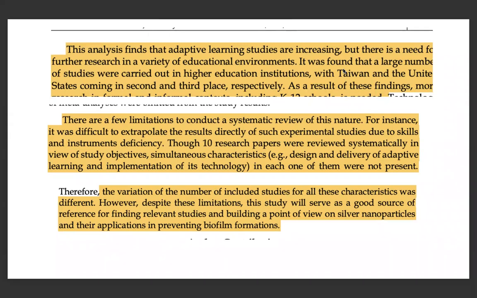There are a few limitations to conducting a systematic review of this nature. For instance, it was difficult to extrapolate the results directly from such experimental studies due to skill and instrument deficiency. Though 10 research papers were reviewed systematically in view of the study objective, simultaneous characteristics in each one of them were not present. The number of included studies varied for all these characteristics.